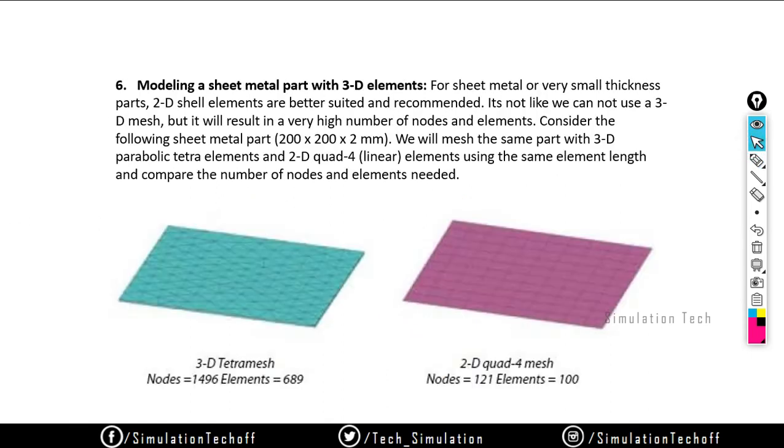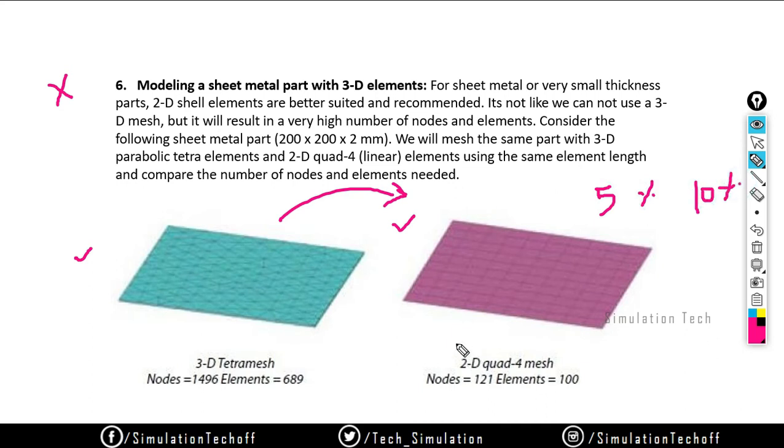And the sixth thing is modeling a sheet metal part with 3D elements. It is not recommended. Why? Because you can notice that it is 3D and it is 2D. Why should I switch over to 3D from 2D? Accuracy wise there won't be much difference; only 5 to 10% of accuracy differs.